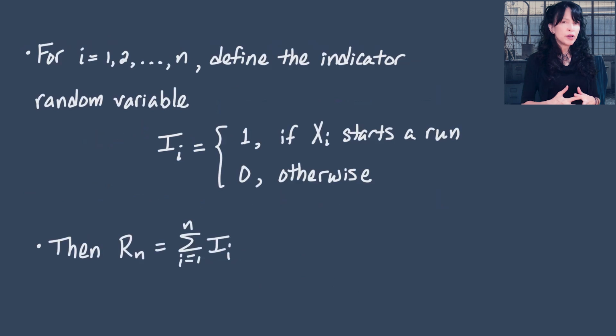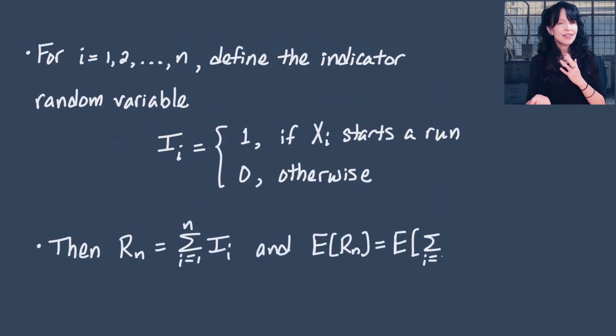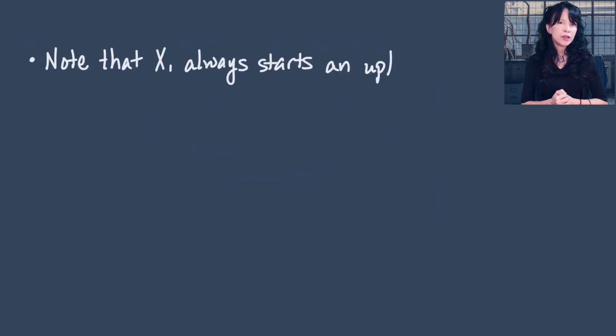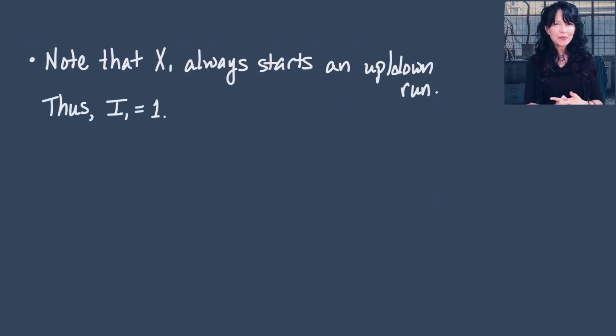And if you want the expected value of R sub n, you can put this whole sum into the expected value. It's a nice linear operator. You can pull the sum out. So it really comes down to, can we compute the expected value for these indicators? All right, let's look at the first indicator. Note that capital X1, the first value in your sample, is always starting a run, either up or down. So the first indicator, capital I sub 1, is always 1. You can think of this as a constant, or you can think of it as a boring random variable that takes the value 1 with probability 1.